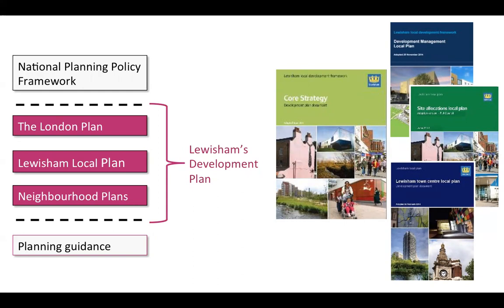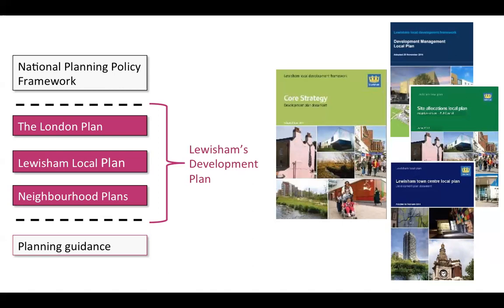Sitting below the National Planning Policy Framework is the London Plan, which is prepared by the Mayor of London. The Lewisham Local Plan must be in general conformity with the policies in the London Plan. This will be tested at the plan's independent examination in due course. Where the Lewisham Local Plan is not in general conformity with the London Plan, the council will not be in a position to adopt it. So it's quite vital that we follow in line with the overall strategy of the London Plan.